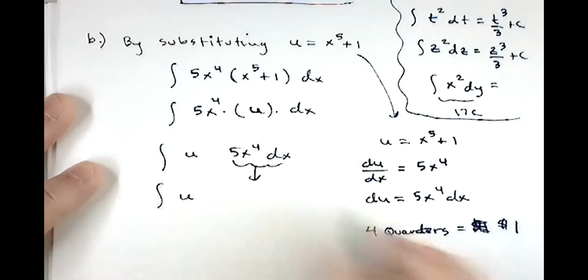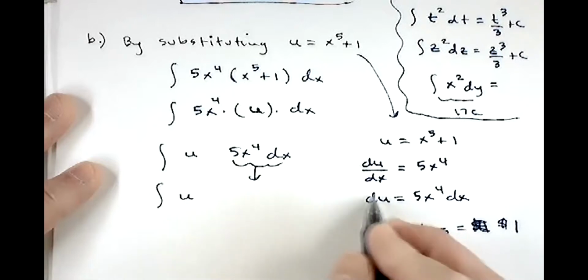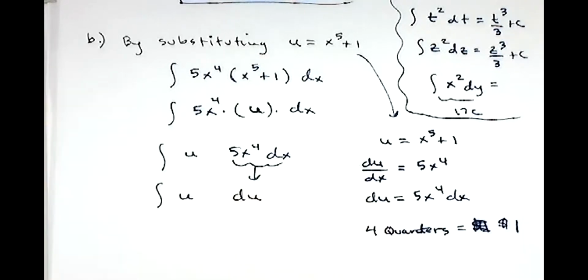exchange this in. 5x to the fourth dx equals du. So we're just going to trade that in for du. We can replace that with du. That's what it equals.